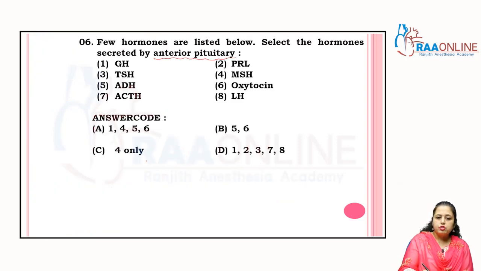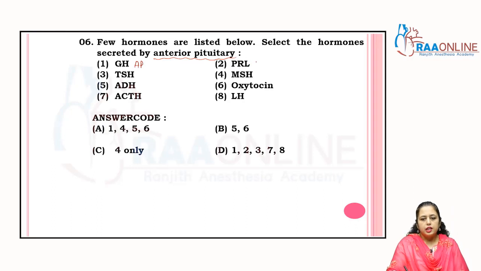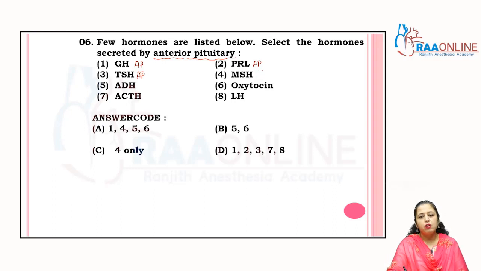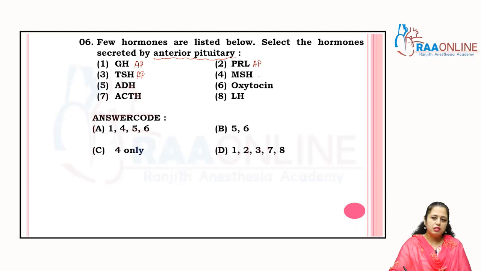So now GH, that is the growth hormone, is secreted by the anterior pituitary. PRL, that is prolactin, is secreted by the anterior pituitary. TSH is secreted by the anterior pituitary. MSH is also secreted by the anterior pituitary gland, by the pars intermedia lobe, right? But according to NCERT, they do not consider it. But actually it should be considered, right?